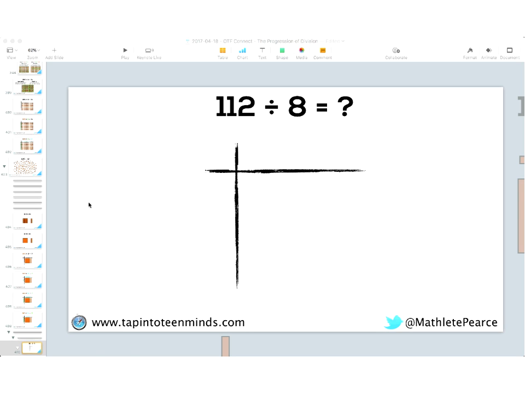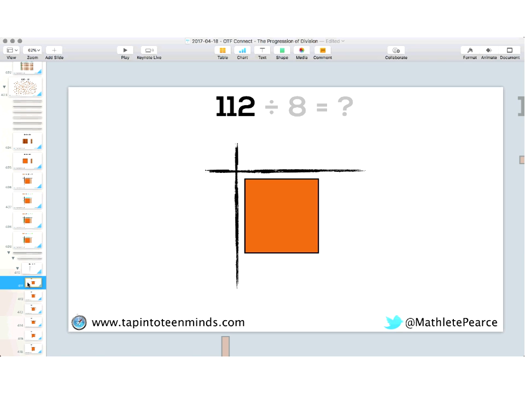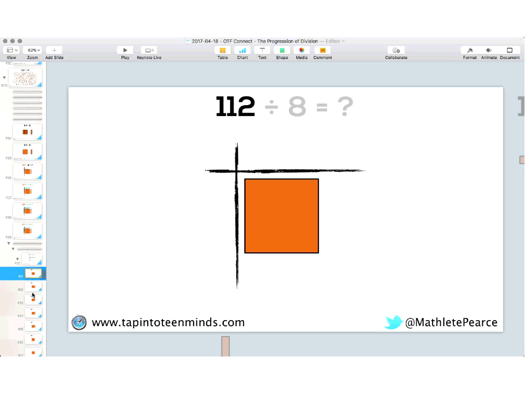Yes, folks, it is definitely a bit tricky. So what I'm going to do up on the screen is I'm also going to model this one as we go. So feel free to have a tab open with your number pieces. I'm going to go ahead and show you what 112 looks like with base 10 blocks.